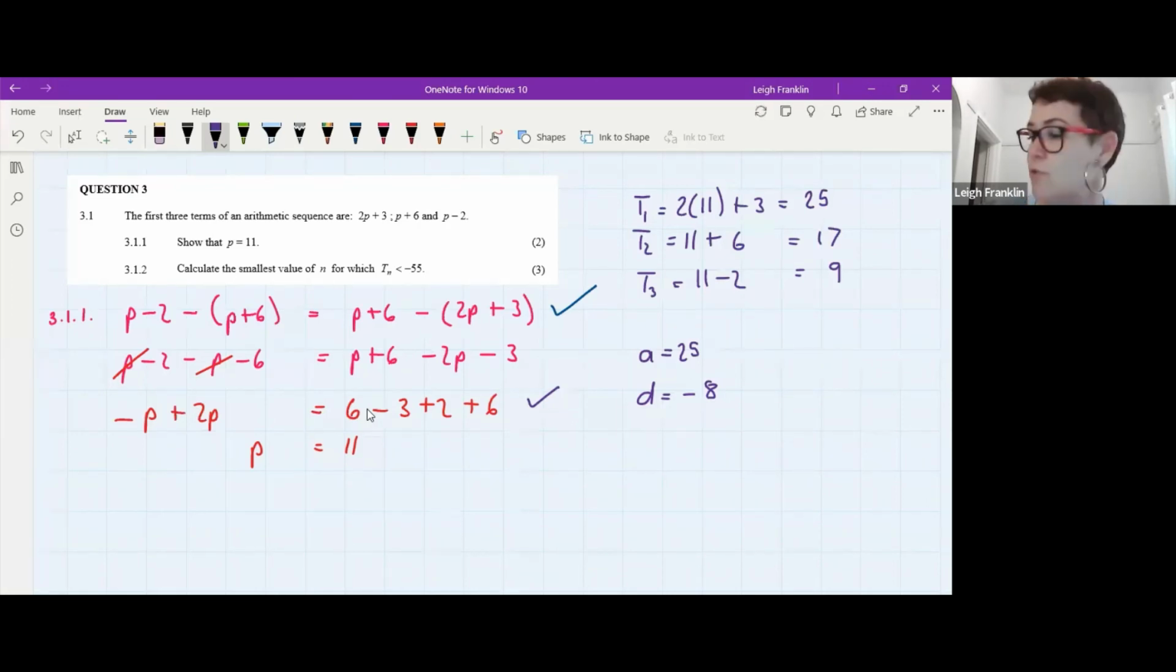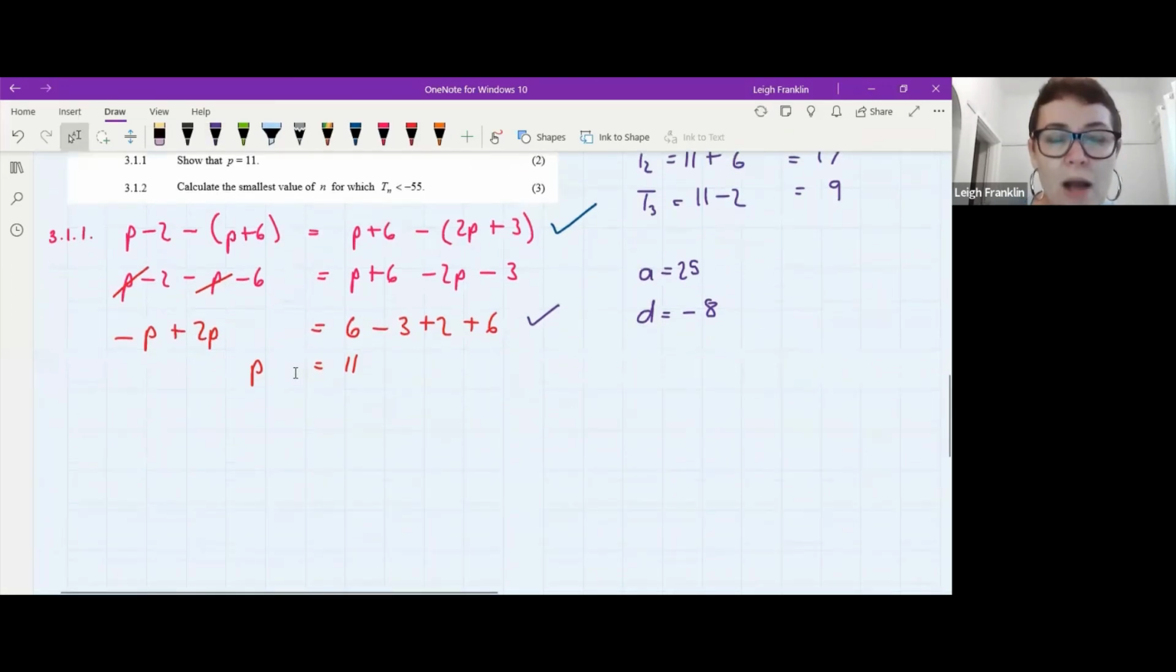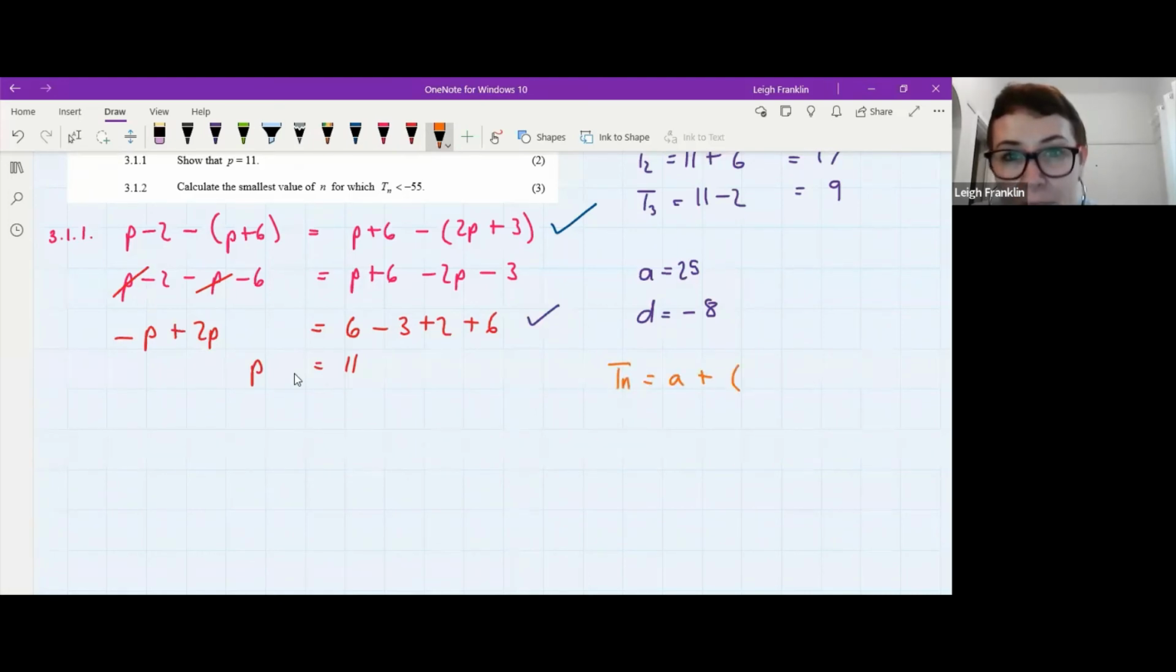All right, beautiful. Now, the reason that we wanted to work out what A and D are is because we need to use the nth term. How do I write the nth term for an arithmetic sequence? What's the formula that I must use? Can you remember? Tn is equal to A plus brackets N minus 1, close brackets, and D. Beautiful, thank you so much.